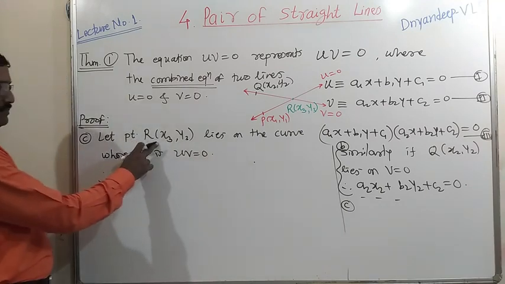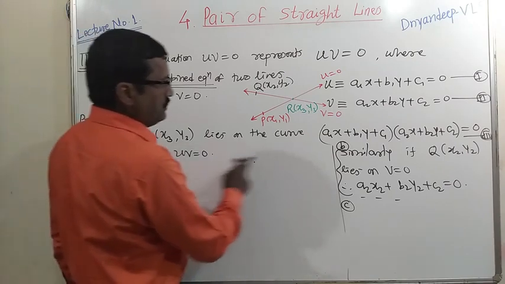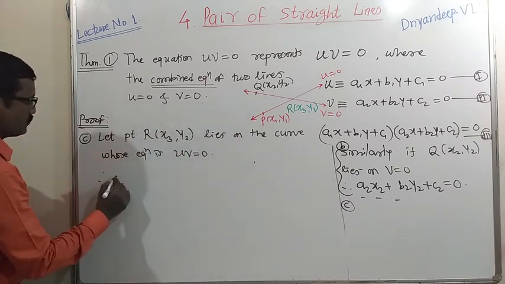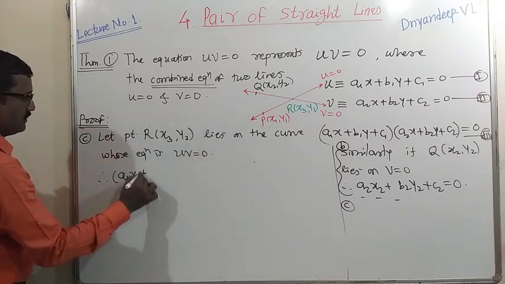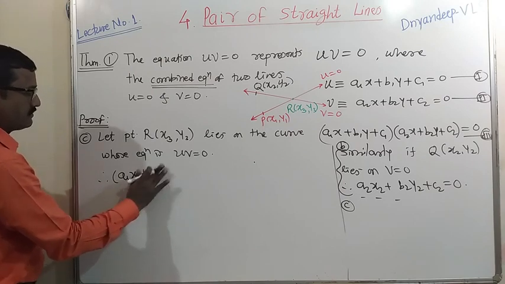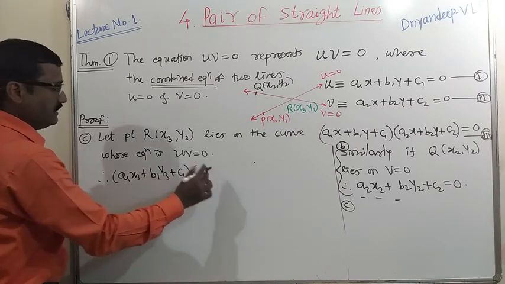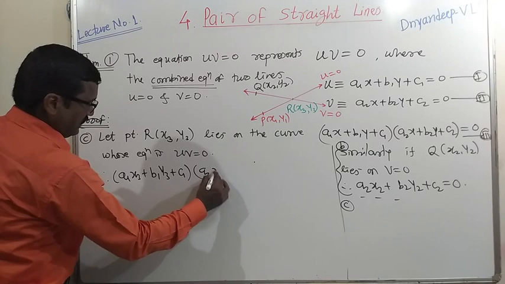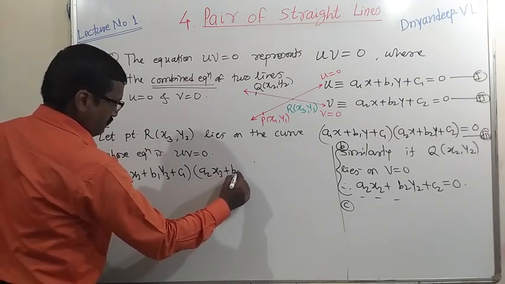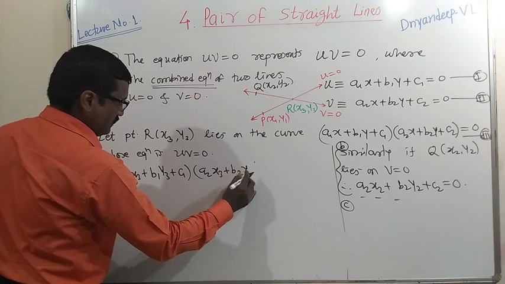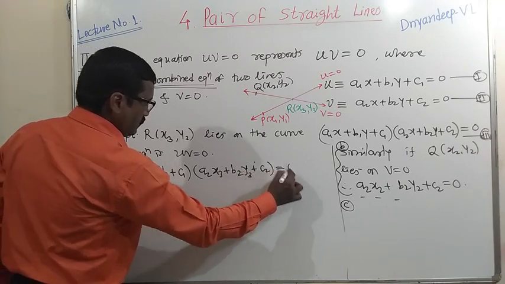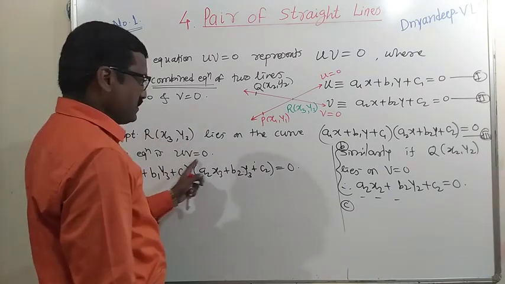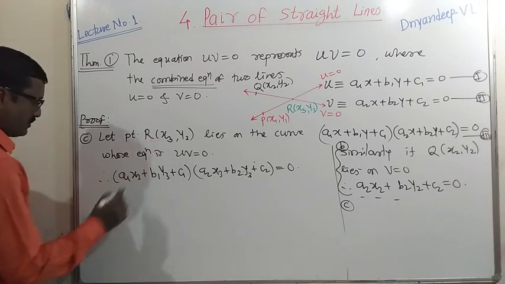Therefore, what will happen? This point satisfies this equation uv = 0. So we can put the values of x and y as x3, y3 there. So we get (a1 x3 + b1 y3 + c1). In another bracket, instead of x, y put x3, y3. So we get (a2 x3 + b2 y3 + c2) = 0, because that point lies on the curve whose equation is uv = 0. So it satisfies that equation of the curve.